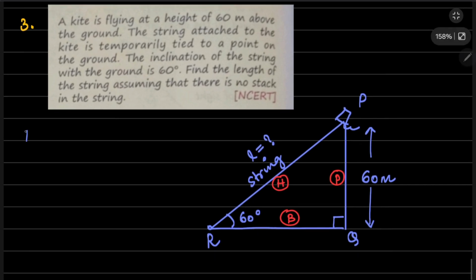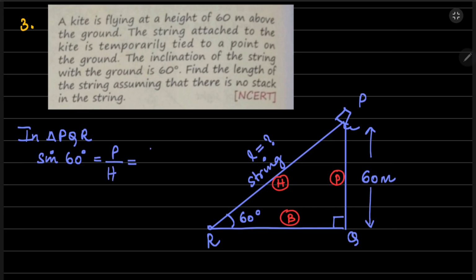So let's write, in triangle PQR, what is your theta? It is 60. So sine 60 is nothing but P by H. What is PQ? Divided by what is your H, the length of the string, which is PR. Okay, what is sine 60? Root 3 by 2 is equal to PQ, 60, divided by PR, which is nothing but the length of the string that you have to find.